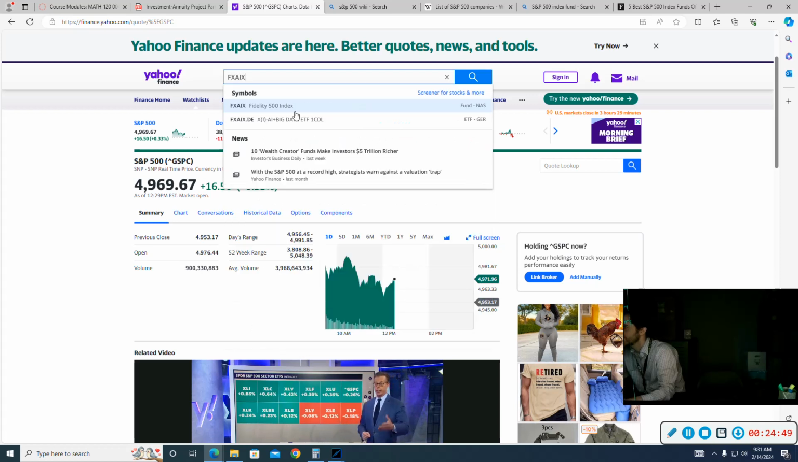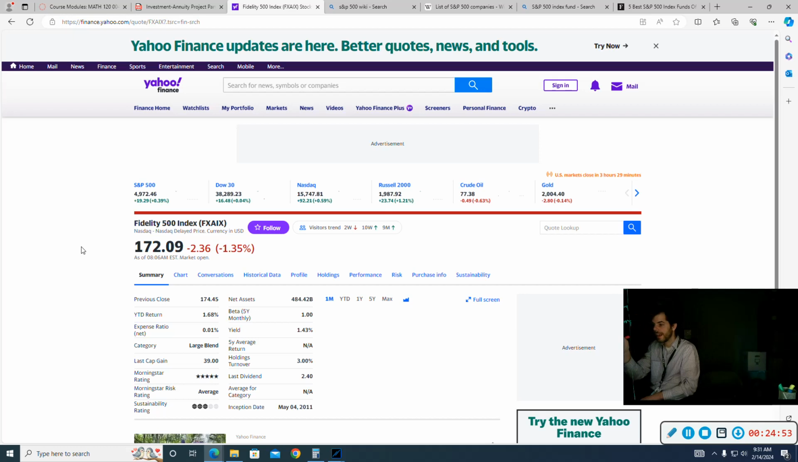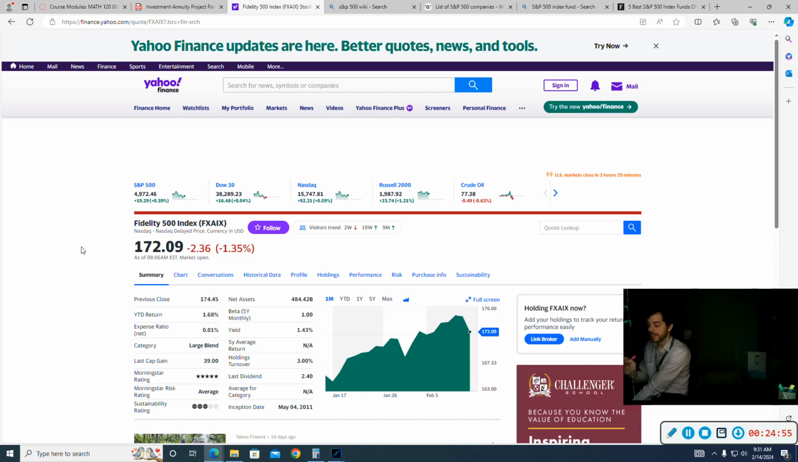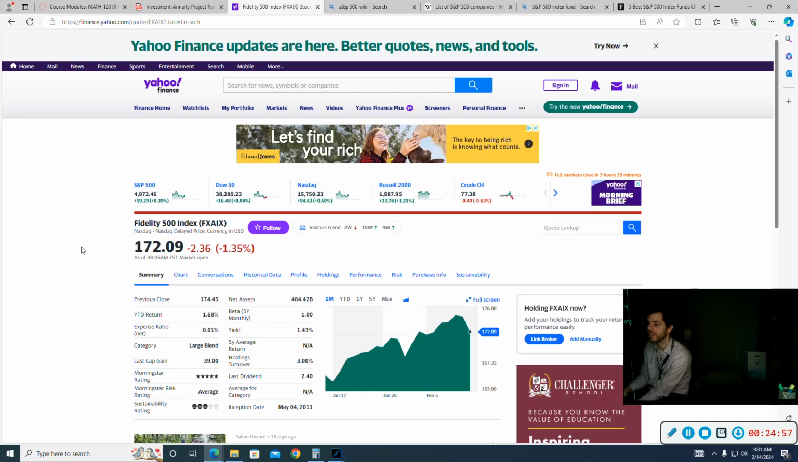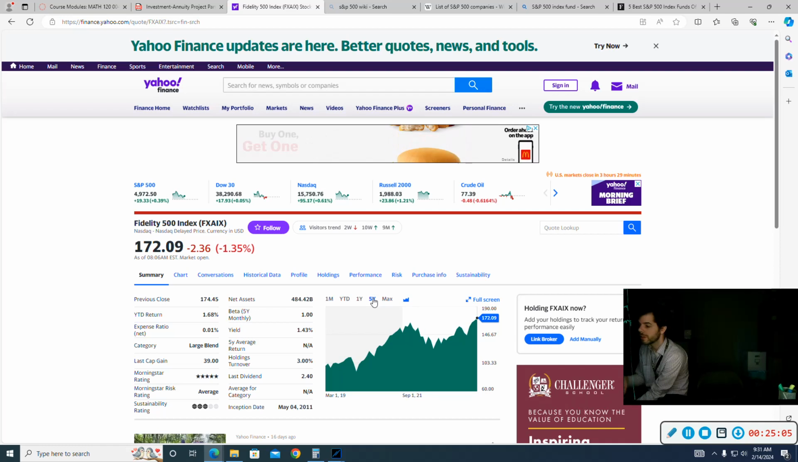FXAIX. There we go. This stock is one you could buy for $172. It's one unit of stock that's tied to the price of the total value of the S&P 500. So it's not investing in a single company. It's equivalent to investing in multiple companies. This is one you could buy. You could potentially invest in this index fund.